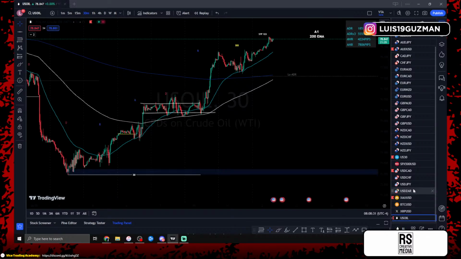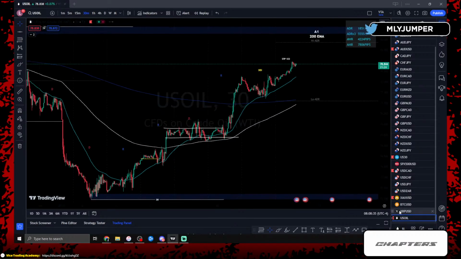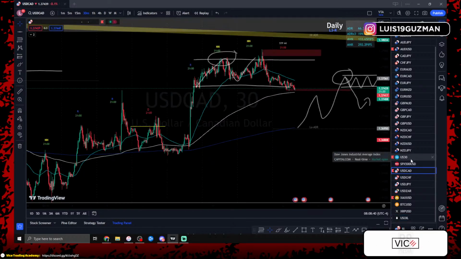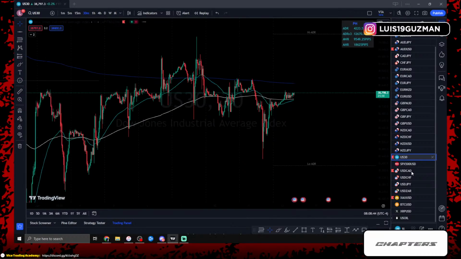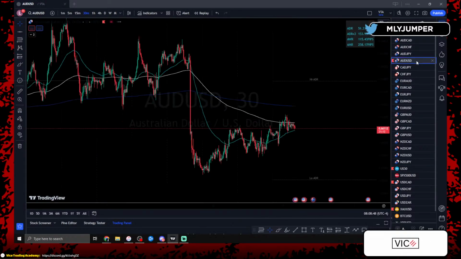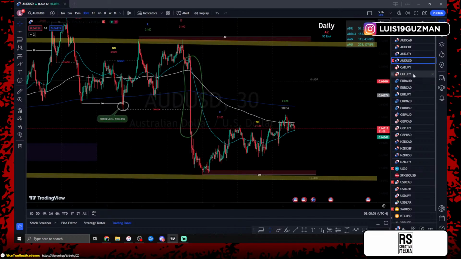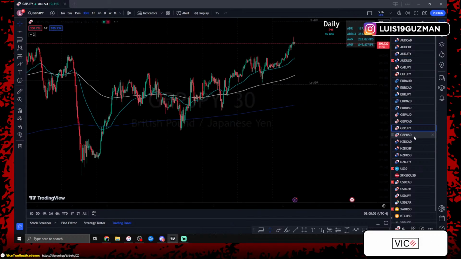So gold is still sitting in the same spot. Oil is still at the top. So oil is gonna be one I'm gonna turn off. We're not gonna focus on that one. USD CAD is still in the bottom. Right, it went right back to the 30-minute lows. US 30 still in the same spot in the middle. Hasn't really done anything crazy in the last 30 minutes. And AU is in the same spot as well. So it's gonna be interesting to see what news does to the prices today.